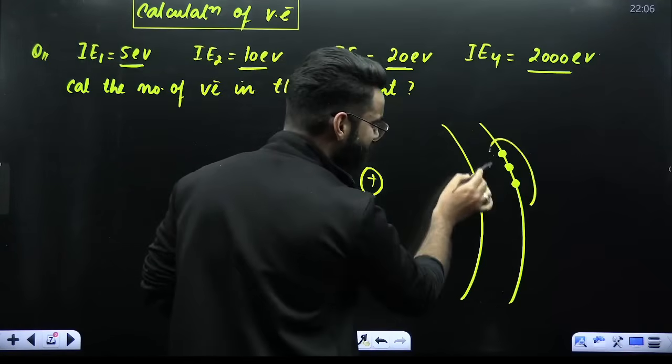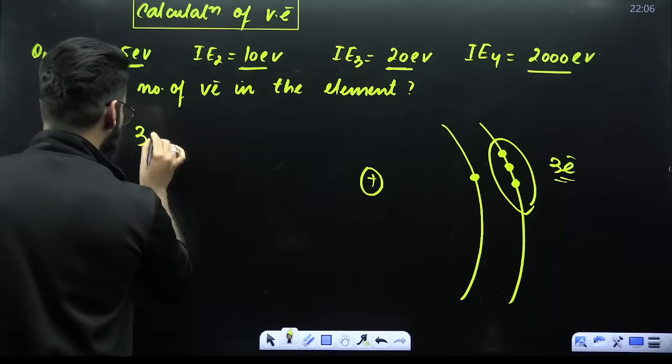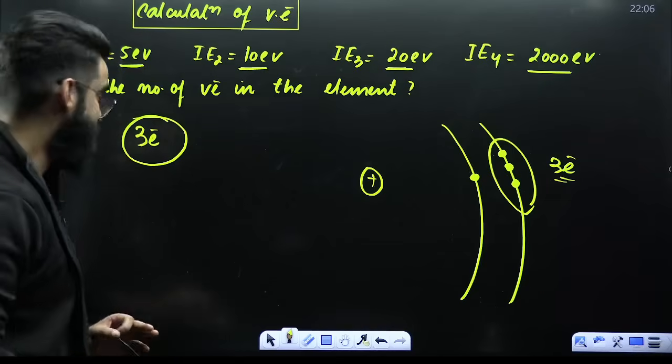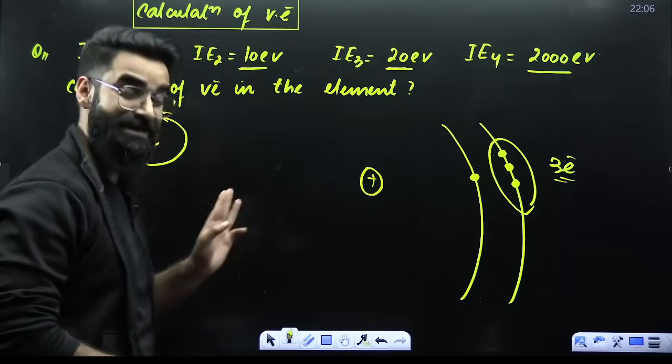So how many electrons are there in the valence shell? There are 3 electrons in the valence shell. So the element will have 3 valence electrons. That's something which you are supposed to check. Calculate the number of valence electrons here. And the number of valence electrons here will be 3.